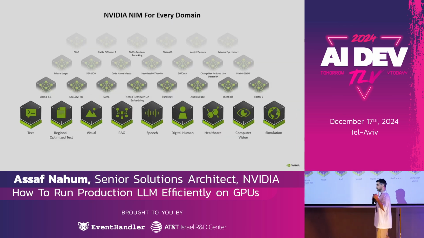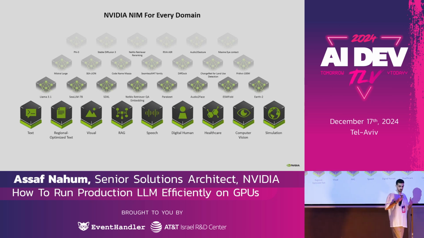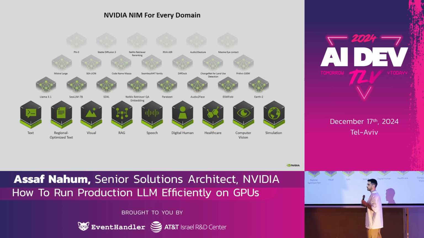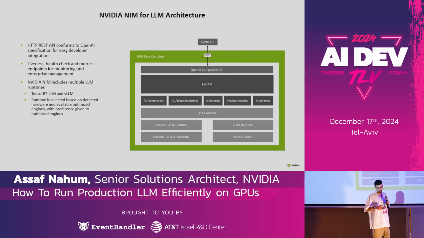As I said before, there is a NIM for every domain. So for text, for example, we have Llama. It says 3.1, but it's already 3.2 and 3.3. For visual, SDXL. For, I don't know, speech, we have a Parquet. And more. They are always updating. Every time there is a new model released out there as open source, we take them and we optimize them.